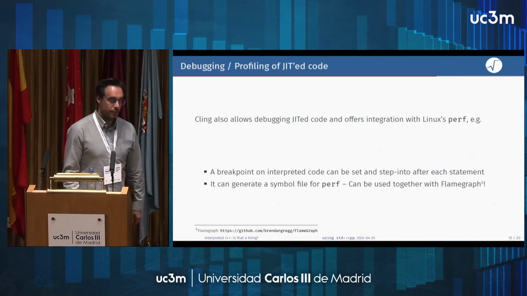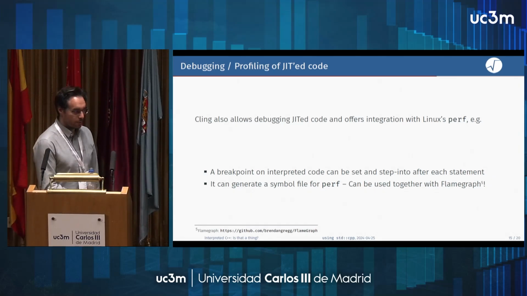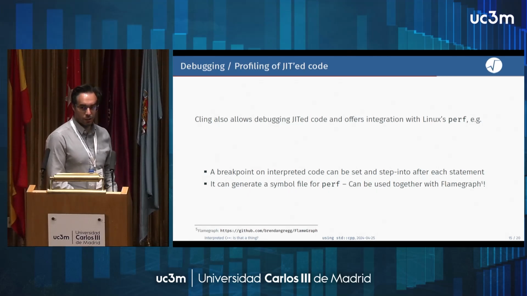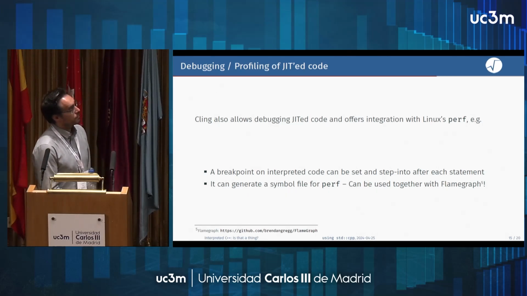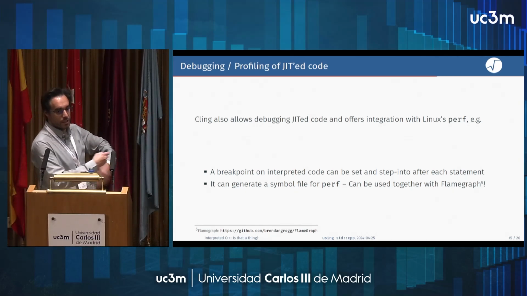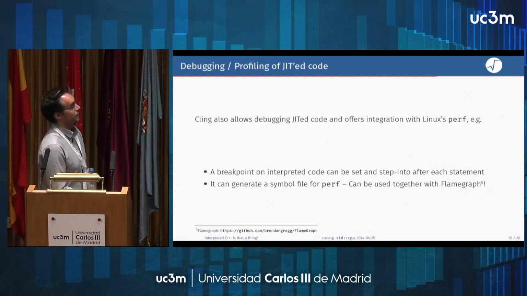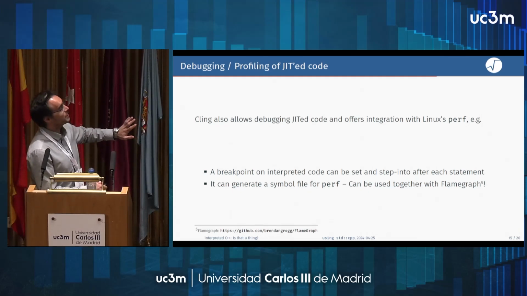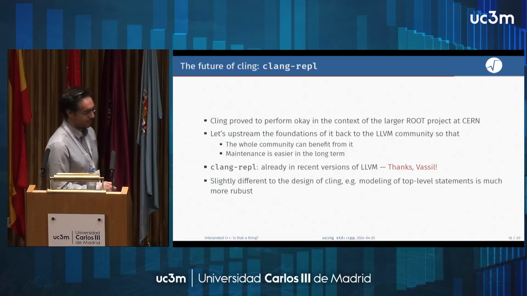As I briefly mentioned in the introduction, Cling also works with debuggers and profilers. We have support for the well-known debuggers such as GDB and LLDB, and we are also able to integrate well with perf, the Linux perf utility, so that, for example, you can set a breakpoint and do single stepping on your code, and you can get nice profiling information with perf. I'm going to skip. Later, if you have questions, please do not hesitate to ask.